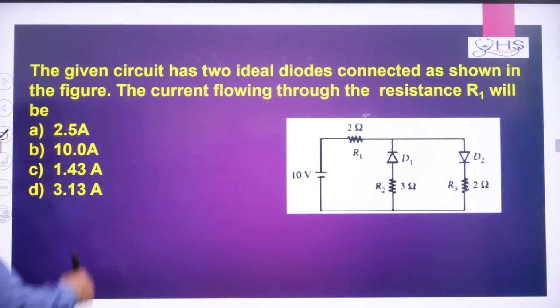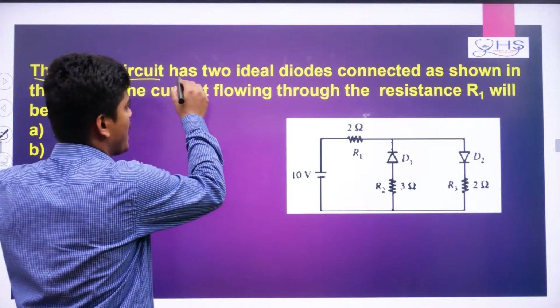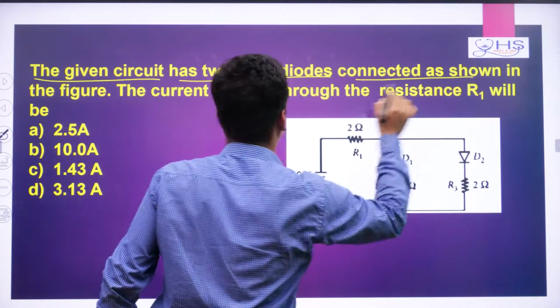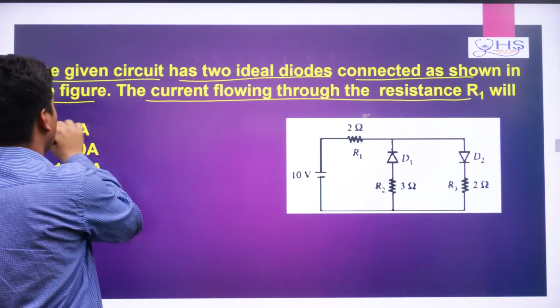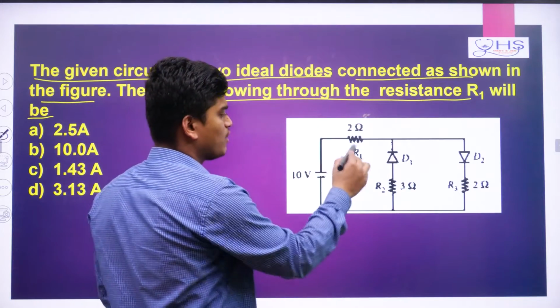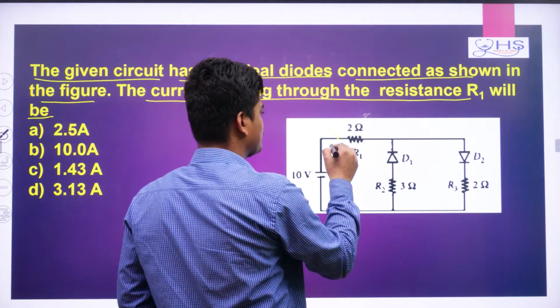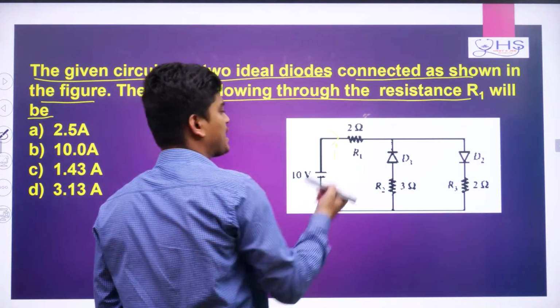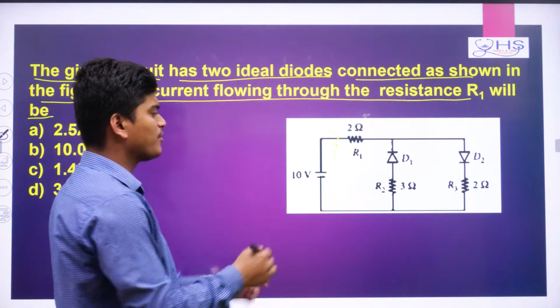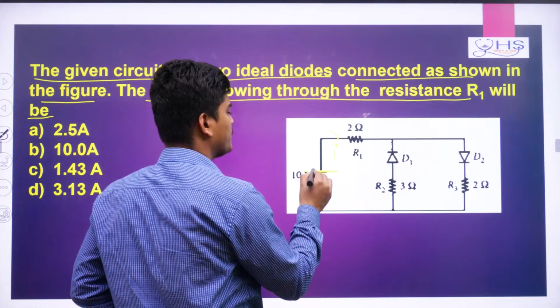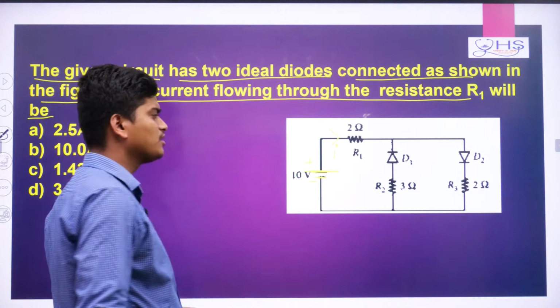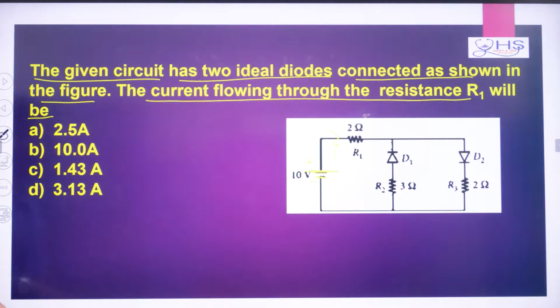Now come to the question: the given circuit has two ideal diodes connected as shown in the figure. The current flowing through the resistance R1 will be how much? Here these are R1, R2, R3. They are asking how much current is flowing; you calculate this. Here one battery is given, with a positive terminal and a negative terminal, plus terminal, minus terminal.